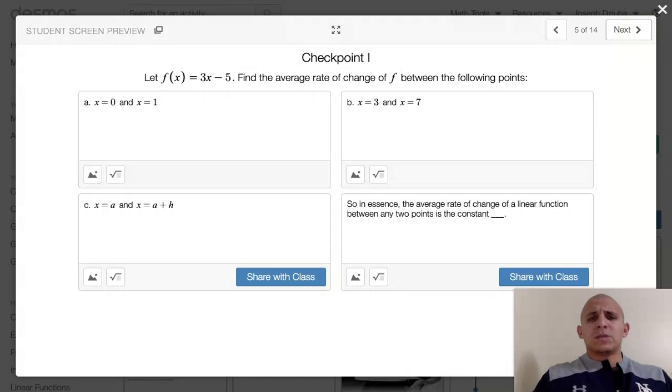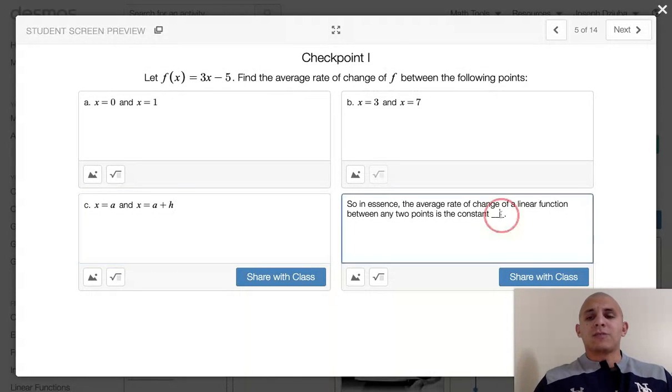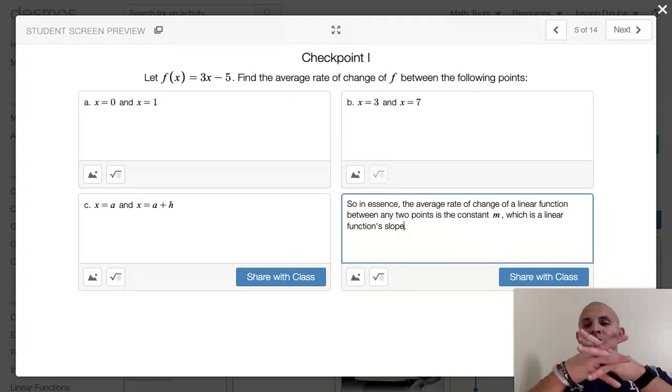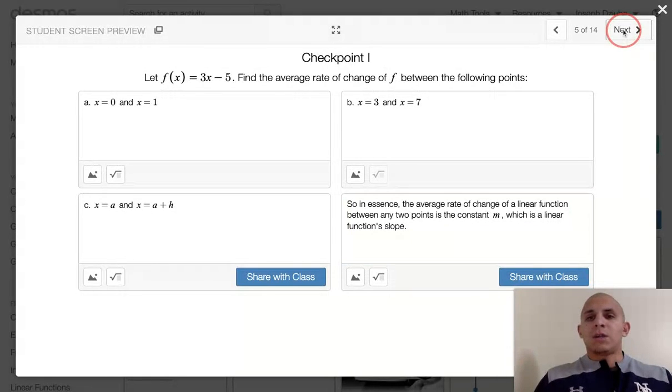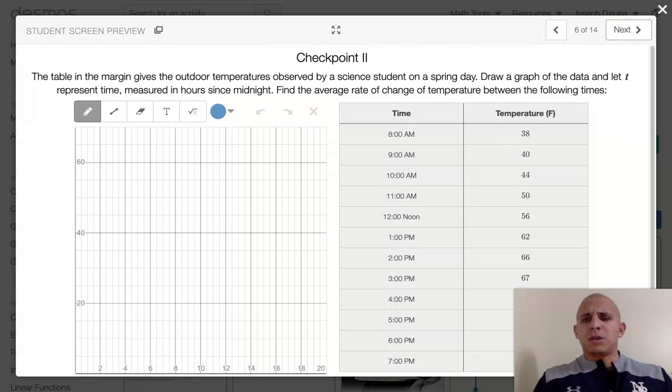So in this instance, once again, we're going to replicate the process that we just did with the falling object, finding the average rate of change between these particular points. And you should come to notice something, especially for this type of function. In essence, the average rate of change of a linear function between any two points is the constant m, which is a linear function's slope. So connecting this idea of rate of change and slope, they essentially are describing the same concept, but with two different phrases.